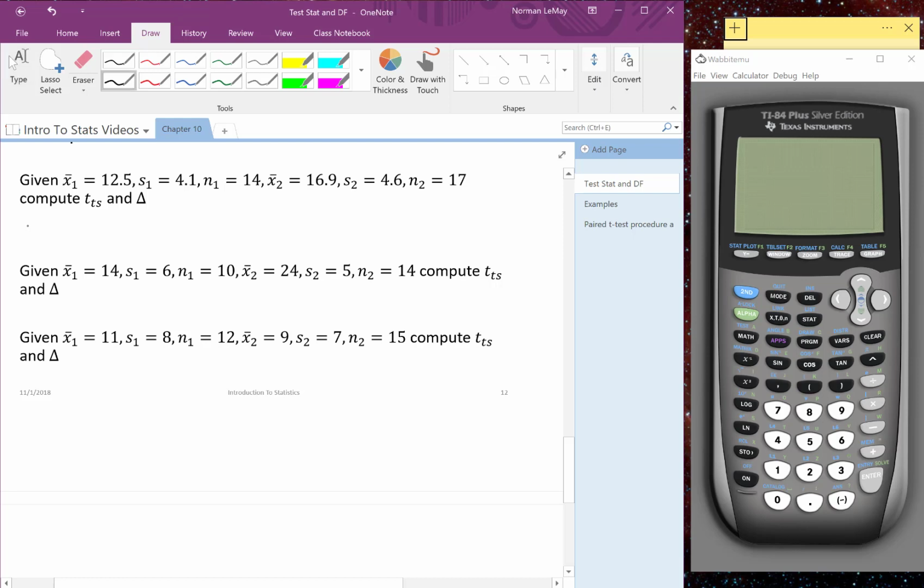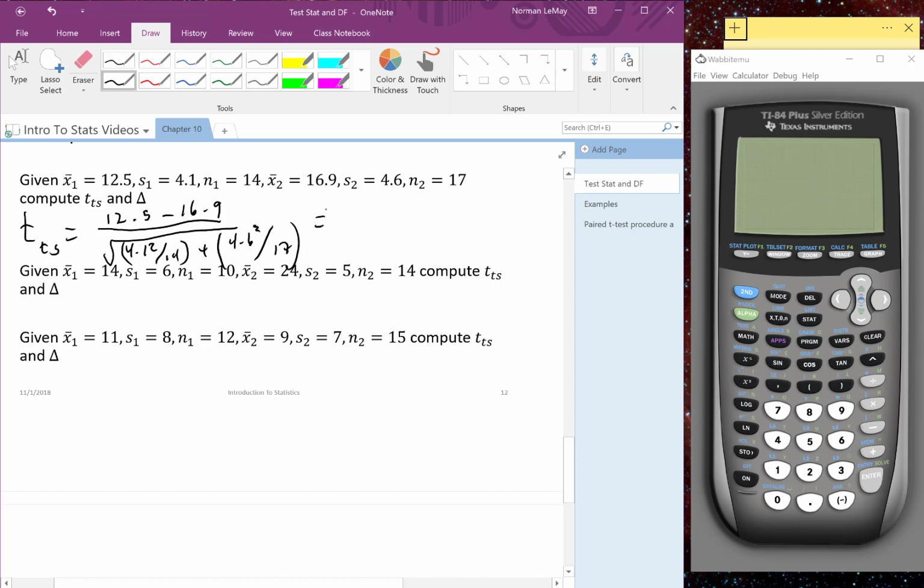So let's just note that for the first one here, our t-test statistic is equal to x bar 1, which is 12.5, minus x bar 2, which is 16.9, divided by the square root of 4.1 squared divided by n1, which is 14, plus s2 squared, which is 4.6 squared, divided by n2, which is 17.